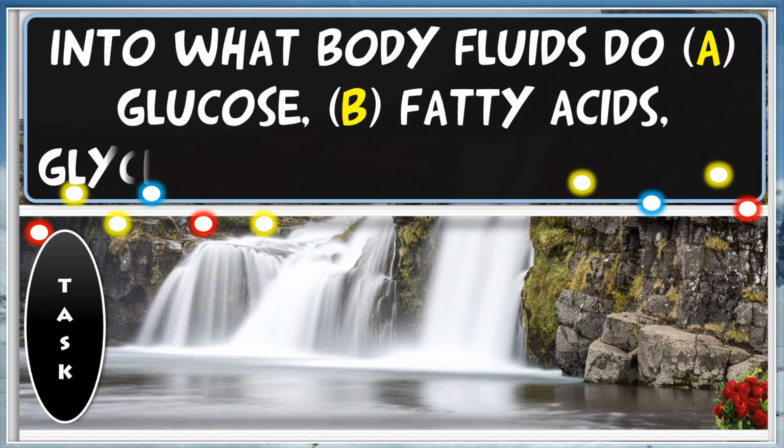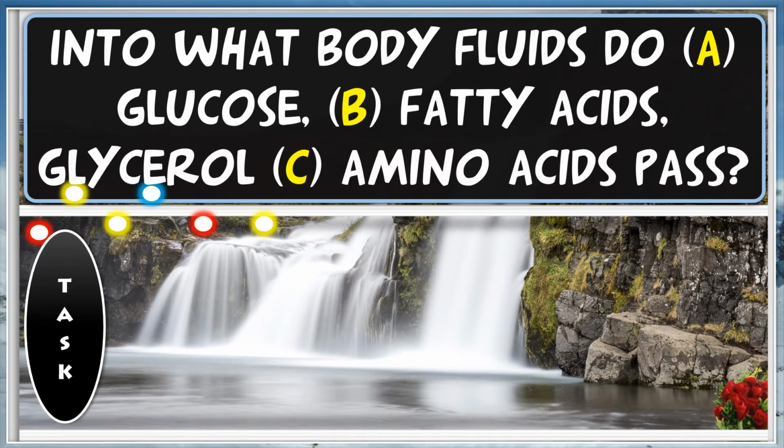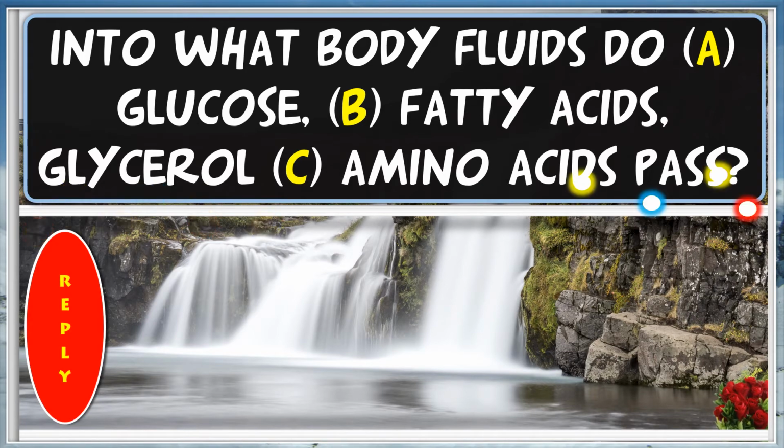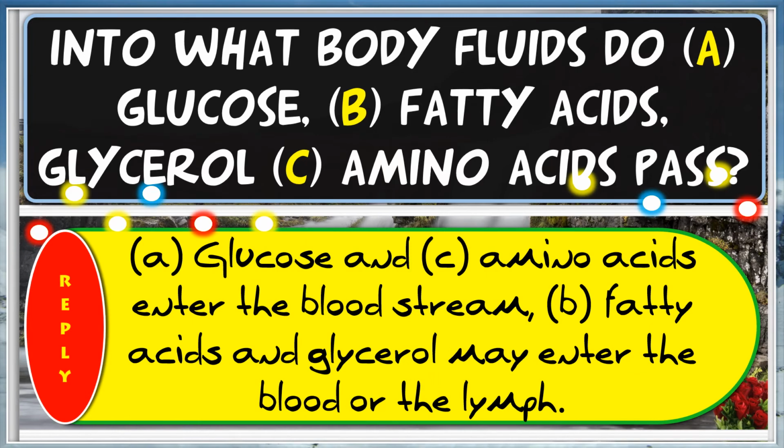Into what body fluids do A. Glucose, B. Fatty acids, glycerol, C. Amino acids pass? A. Glucose and C. Amino acids enter the bloodstream. B. Fatty acids and glycerol may enter the blood or the lymph.